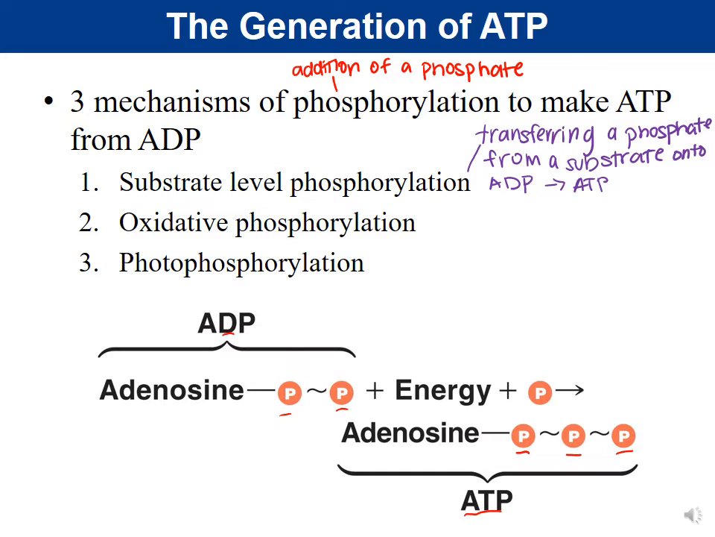The next type of ATP production is what is called oxidative phosphorylation. And oxidative phosphorylation uses redox reactions to form ATP. So an example of this would be the electron transport chain. That is going to couple redox reactions to the formation of ATP. And so that's oxidative phosphorylation.